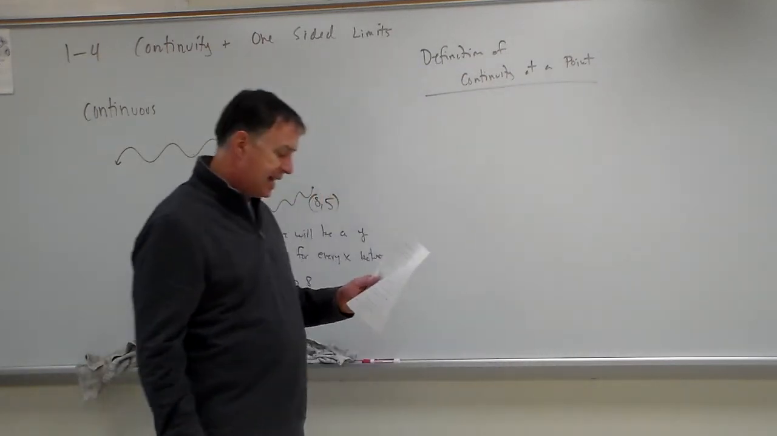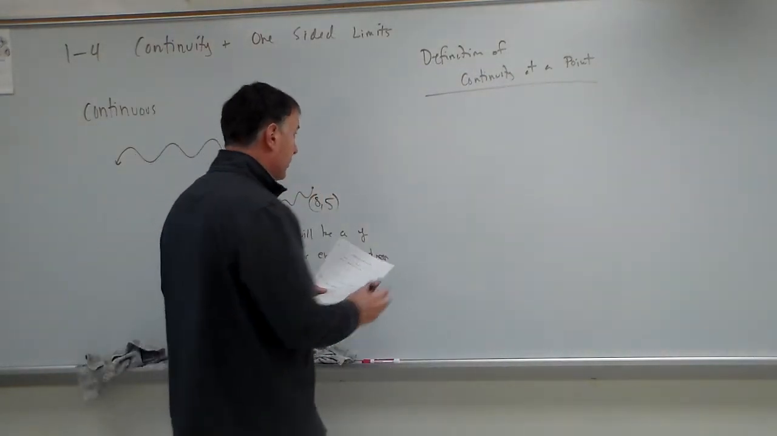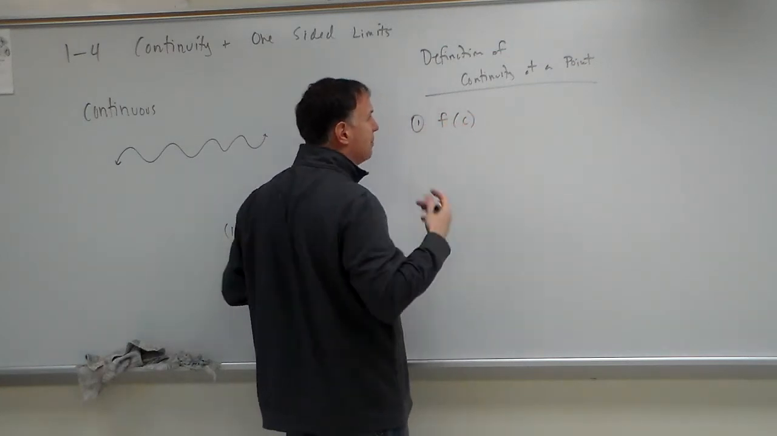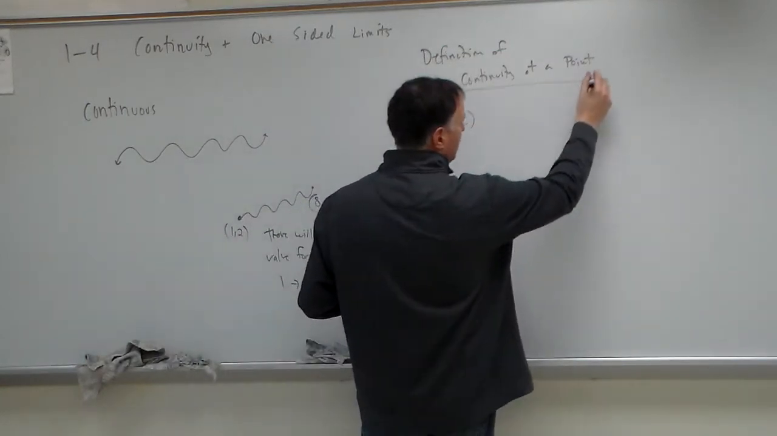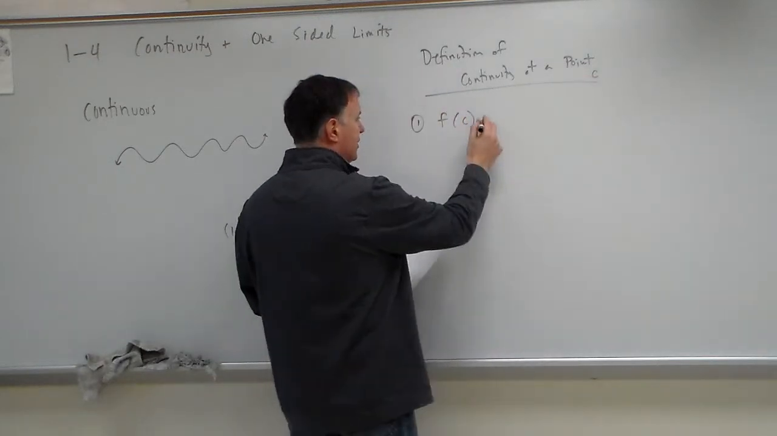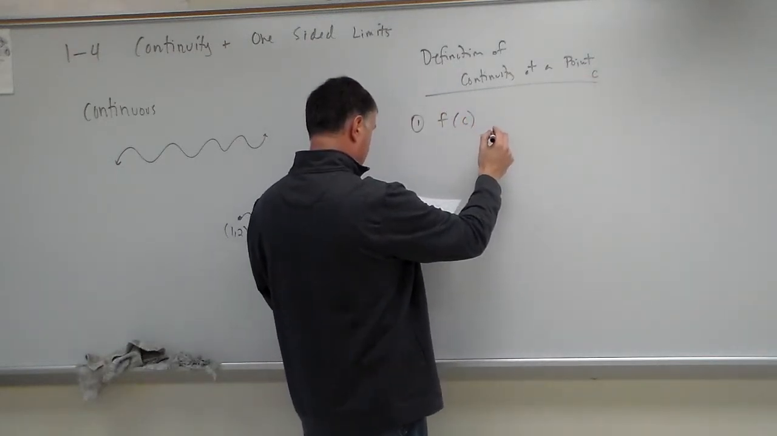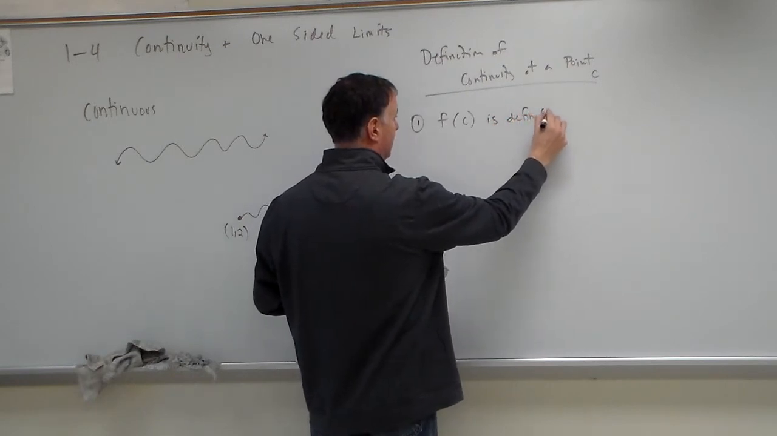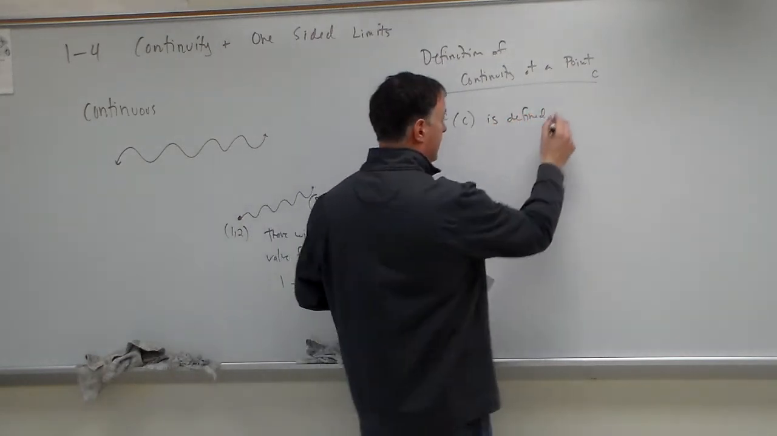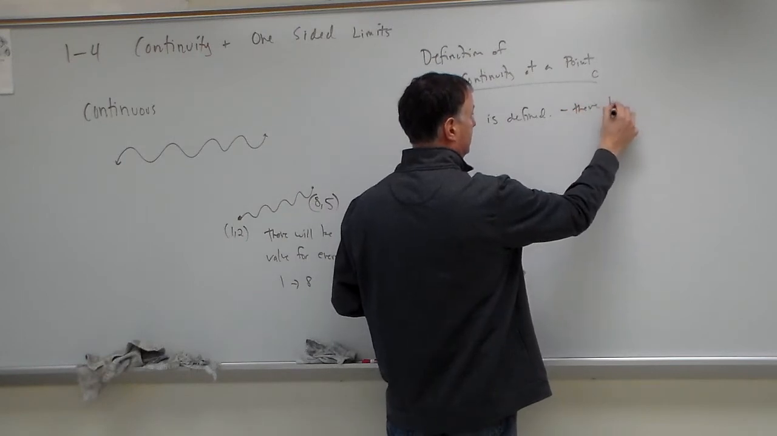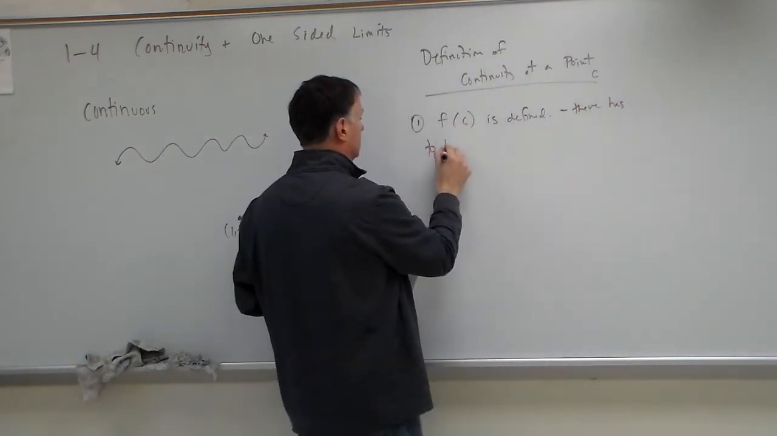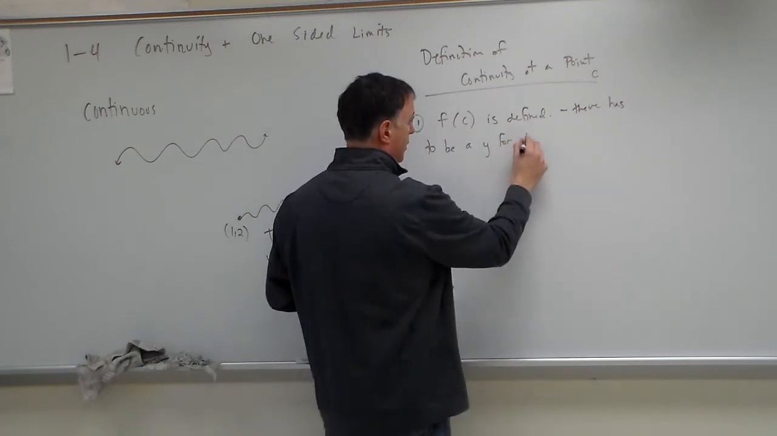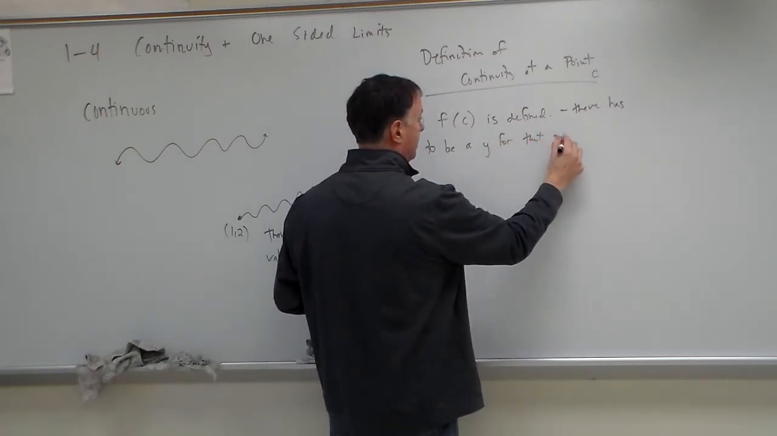So there's 3 things that we look at. Number 1, f of c. We're looking at some point c. f of c is defined. There has to be a y at that point.